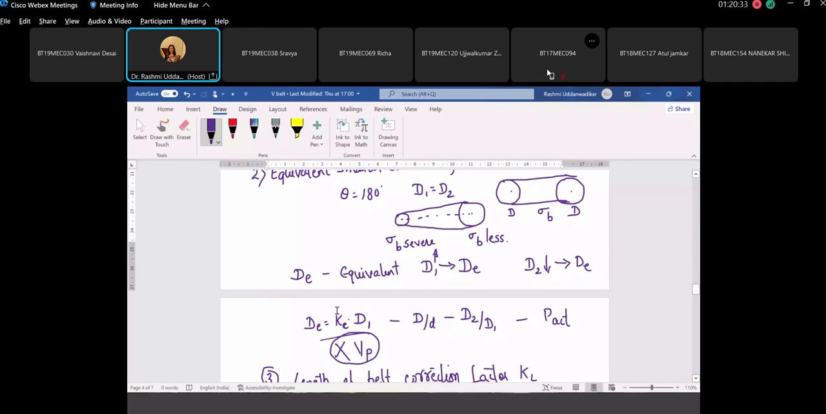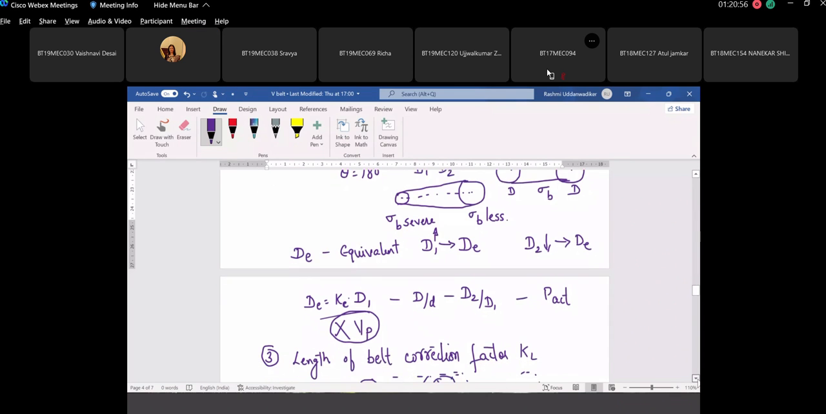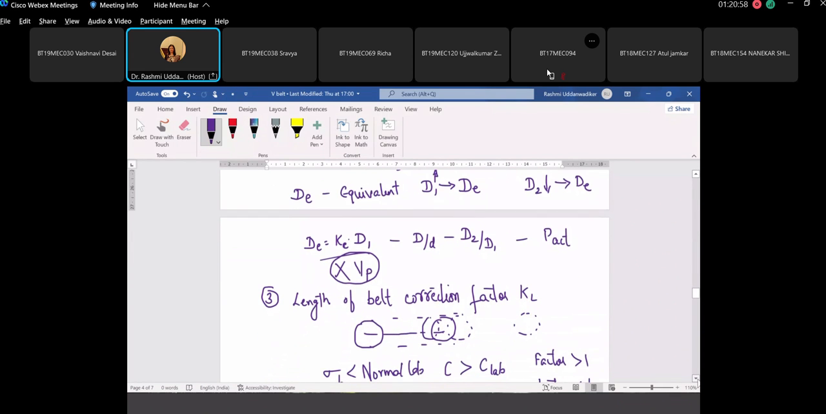From this ratio, we get a factor which we multiply with the smaller pulley diameter to get the equivalent pulley diameter. And from the table given, depending upon which cross-section of belt we have selected, for this equivalent pulley diameter and for the peripheral velocity calculated based on D1, we find out the rated power. This takes into account the variation in the diameter.